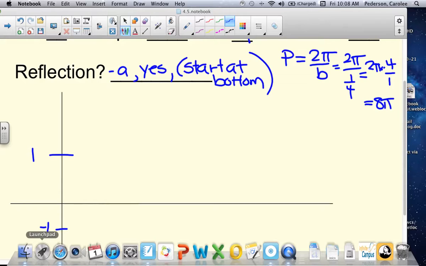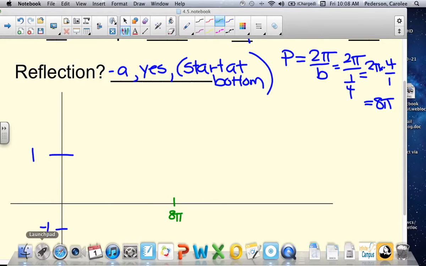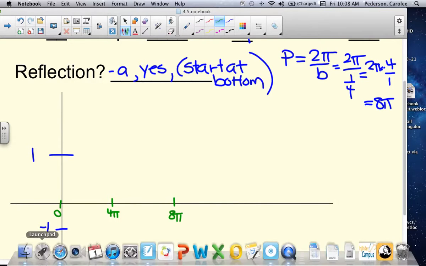All right, and how long is the revolution? 8 pi. So over here, oh man, my launch pad is going up to 0. Great. So now we split it in half. Use your midpoint formula, or what's half between 0 and 8? 4 pi. And then halfway again, it's 2 pi and 6 pi.